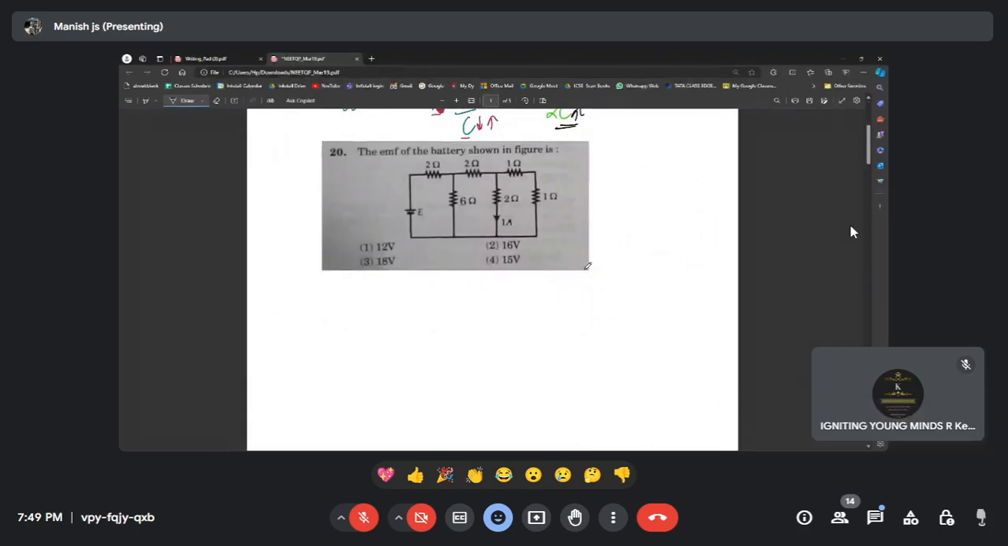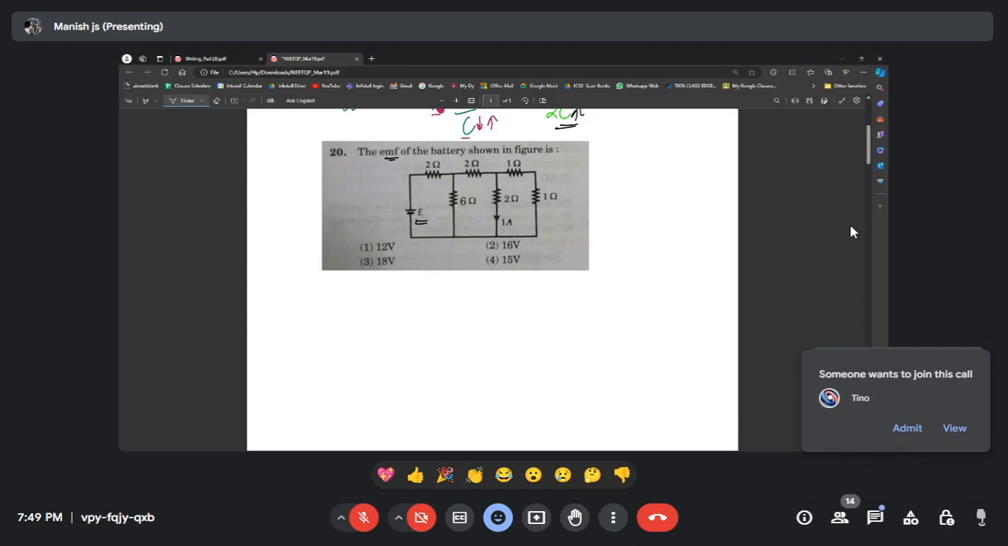This question is on circuit analysis, from current electricity. Here you have a circuit with a cell with EMF E, and there are resistors connected in series and parallel combination. They're asking you what is the EMF of the battery. What is the value of E they are asking? So you have to calculate the value of EMF. How do we approach this particular question?